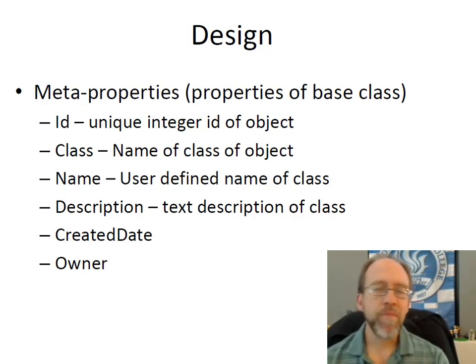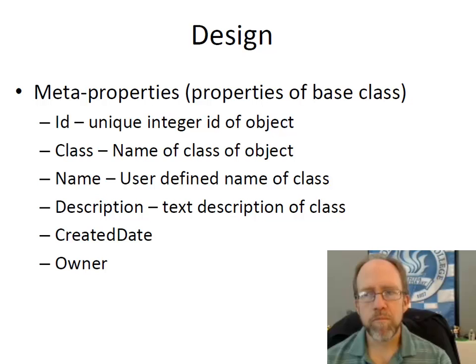It has a class, okay, that's in the repository. The repository knows the class of the object, but a class knows its own class, and so it only has to look through classes of the same type to find itself. A name, which is just a user-defined name that I gave, not the name of the class. In this case, it's actually the name of an instantiated object. A description, which is not a text description of the class, it's a text description of the object, the instantiated member of the class. Created date and owner.